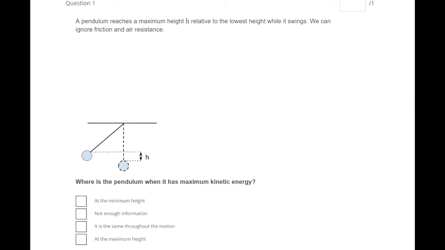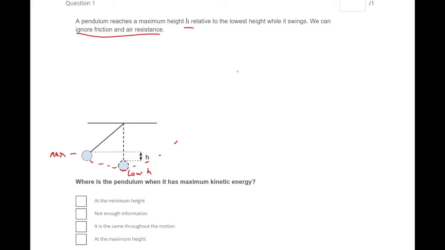Okay, so we're going to get started with this first problem here. It says a pendulum reaches a maximum height h relative to the lowest height while it swings. We can ignore air resistance and friction. So here's our pendulum down here. We see that this is the maximum height that it's going to reach, and that it's going to swing from one side to the other. And this over here is going to be the lowest height. It's asking us where is the pendulum when it has maximum kinetic energy.